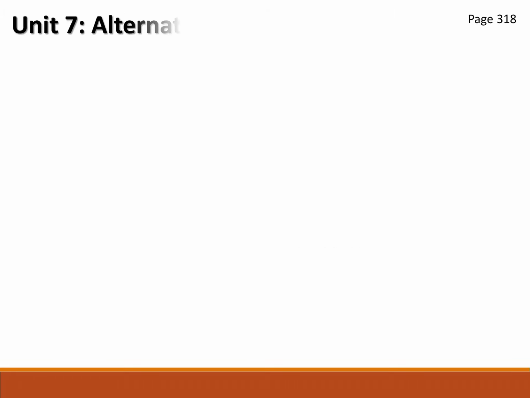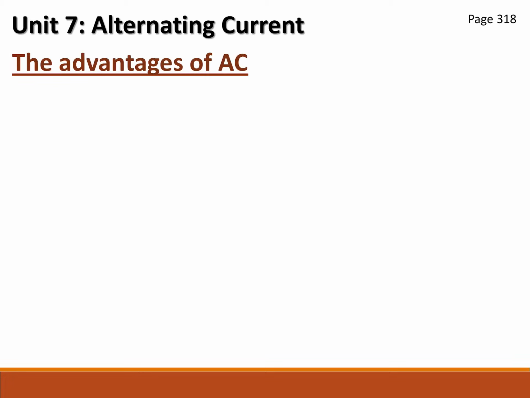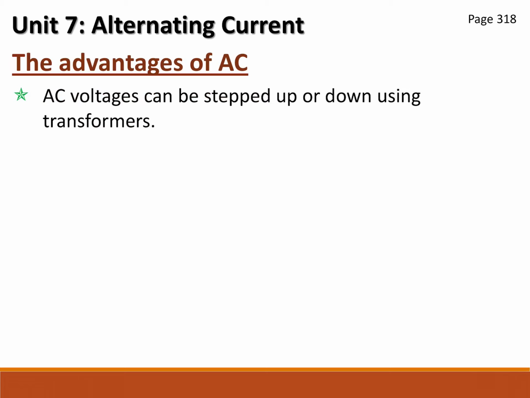Okay, so when we look at alternating current, which is what an alternating current generator creates for us, first we've got to talk about why we use alternating current. Well, the advantage of it is that we can step it up and down.